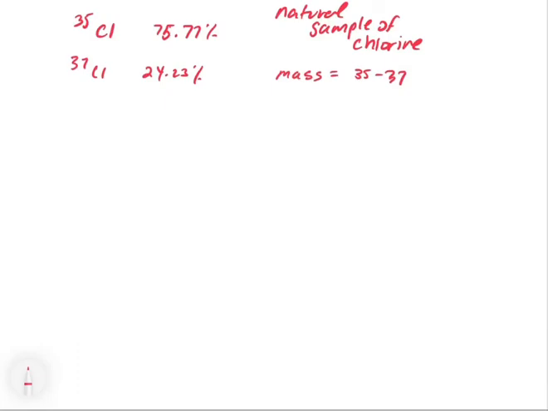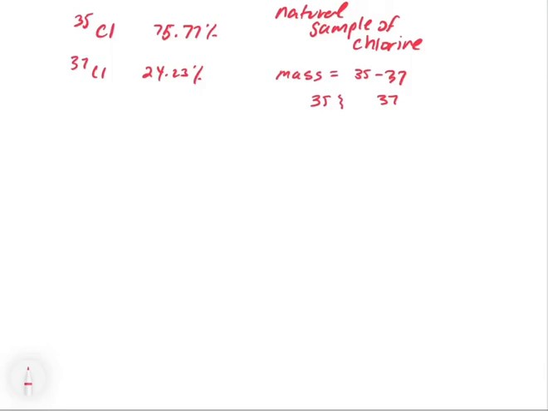And we can actually calculate it exactly. If you think about it, if it's 75.77% 35 and 24.23% 37, the mass is going to be somewhere between 35 and 37, but it's going to lie closer to 35, right? Because it's mostly 35. So we would expect something like 35.5, 35.6. Is there a way, though, that we can calculate the mass of a natural sample? So let's do that. There's a way of calculating this, and it's just like you would do this if you were calculating a proportion for your grade.